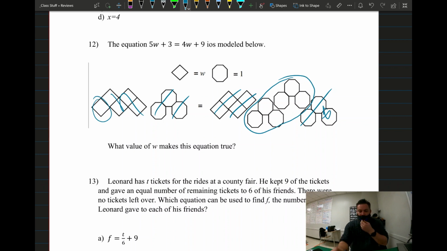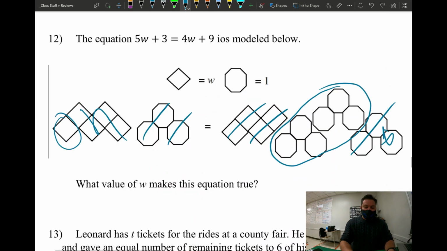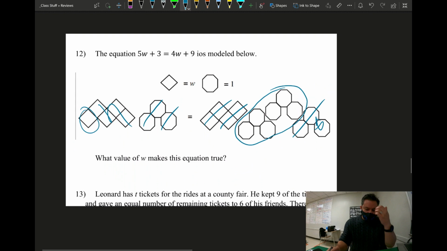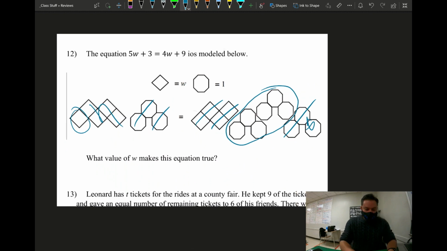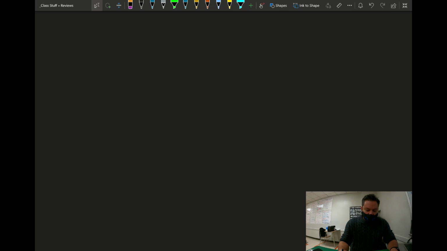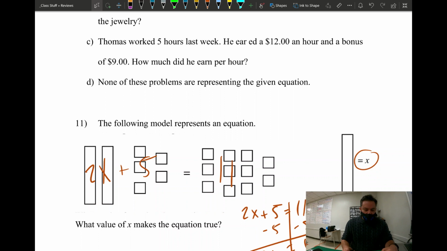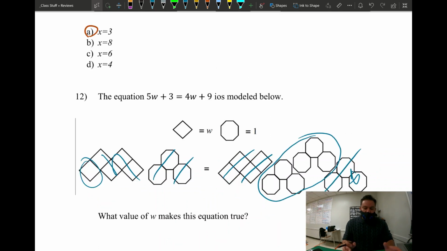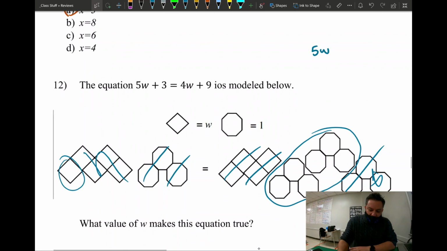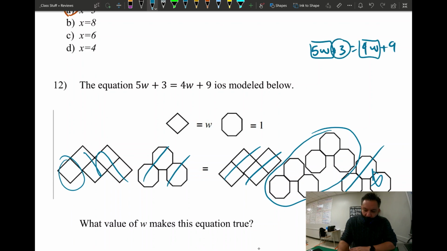I still don't like it, so I'm gonna show you how to solve these equations really quick. Every time you have two expressions set equal to each other, combine the like terms. Move all the variables to one side and all the integers or whole numbers to the other side. So I have 5w plus 3 equals 4w plus 9. So this goes with this, and this goes with that.